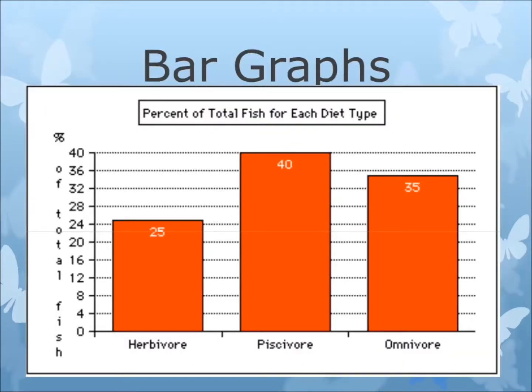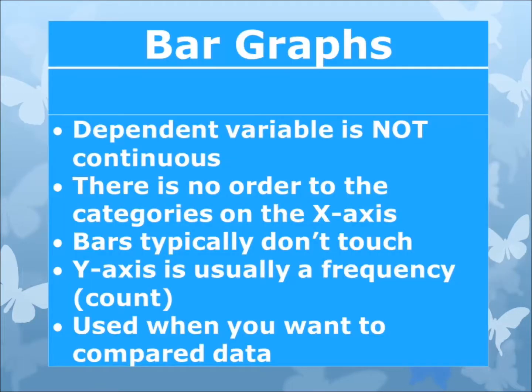You have bar graphs that would look something like this. So with a bar graph, your dependent variable again is not continuous. It could be, but it doesn't have to be. And there's no order to the categories on the x-axis. The bars typically don't touch, and the y-axis usually is a frequency, a count of how many times something happens or how many people were polled or something like that. And the really important thing here is a bar graph is used when you want to compare data. So that is the big thing that I use to figure out when I want to use a bar graph.